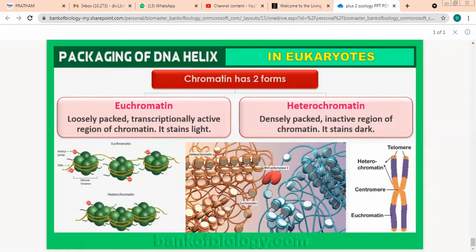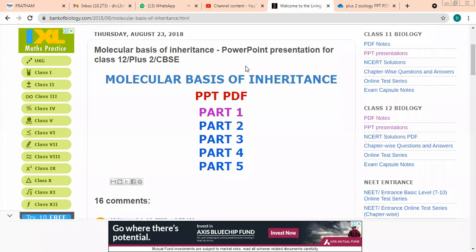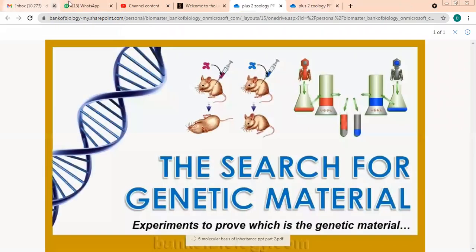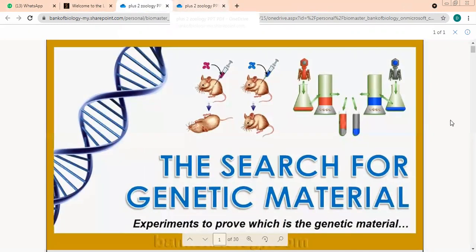Should I move further? If this part is clear to everybody, we have understood the difference between a nucleoid and a nucleosome. We also calculated the number of nucleosomes, which came to 3.3 into 10 to the power 7. Then we talked about two kinds of chromatin, euchromatin and heterochromatin, and we had three differences. So we are done with that.